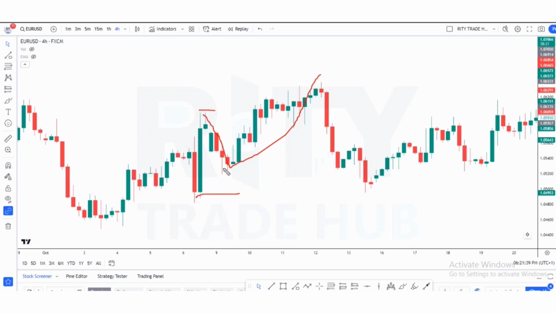Right here, as you can see, we have a valid pullback, and then we have a break of internal structure right here. Then we have a valid pullback like we have spotted here, and then we have another break right here. So where is our inducement?